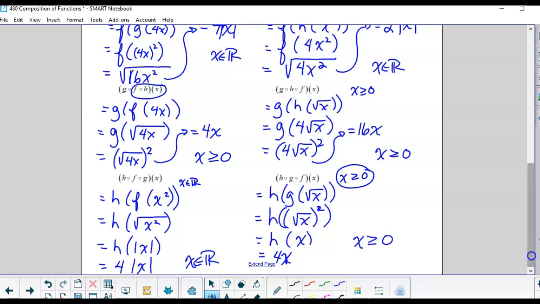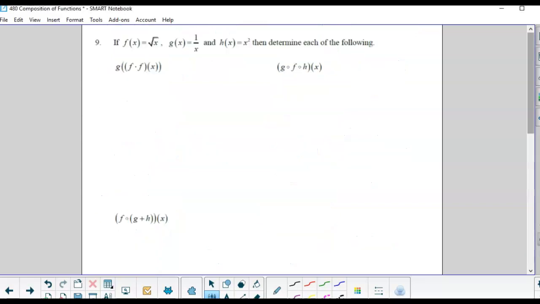You can put it in proper domain notation. I'm not going to spend the time doing that. Okay, then 3 more functions. So now notice this is a multiplication. So this is g of f times f. So that's root x times root x. Well, what's root x times root x? It's x.